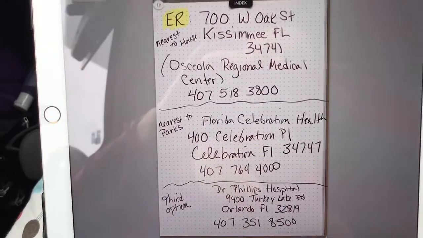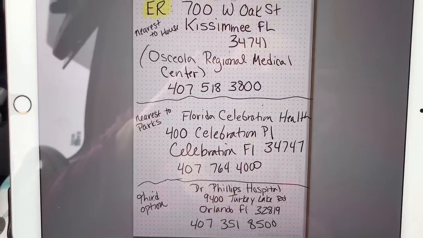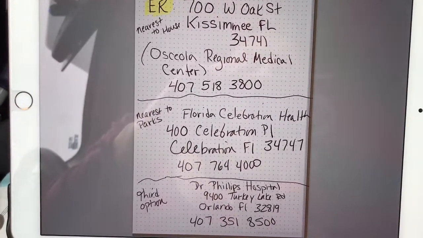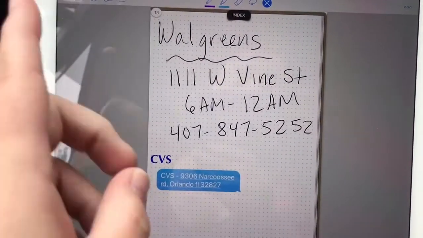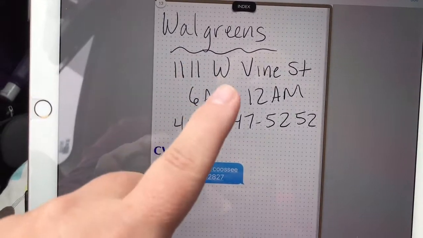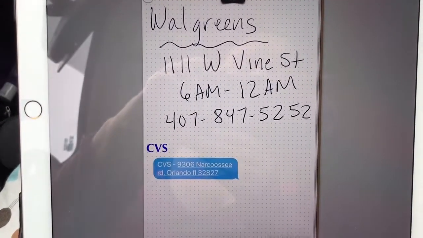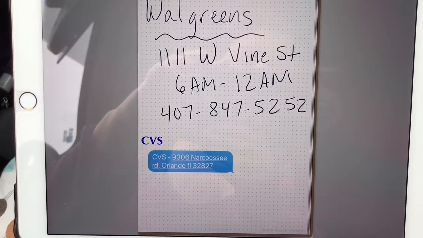My husband had a health issue a couple of weeks before we left. He had kidney stones, so we were a little nervous that they were going to come back. So I put the nearest hospitals just in case, and likewise the nearest drugstores in case we needed to get him prescriptions or anything.